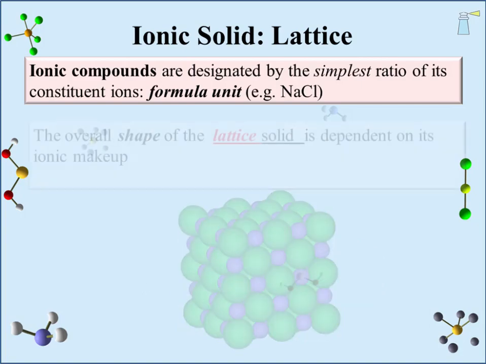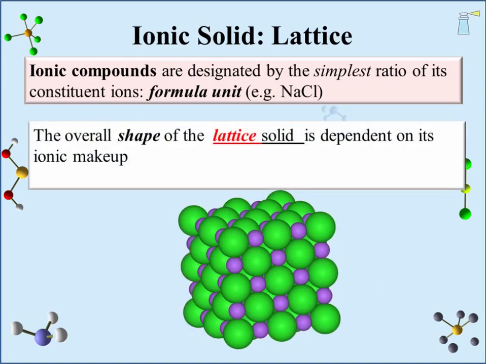The overall shape of the lattice solid is dependent on the ionic makeup. Different ionic compounds have different numbers of ions in their formula units. This leads to different arrangements or different packings of ions, creating different shapes in a crystal lattice. Sodium chloride is a cube-shaped lattice crystal. You can verify this by taking a single grain of salt and upon close inspection, see that it is indeed a tiny cube.